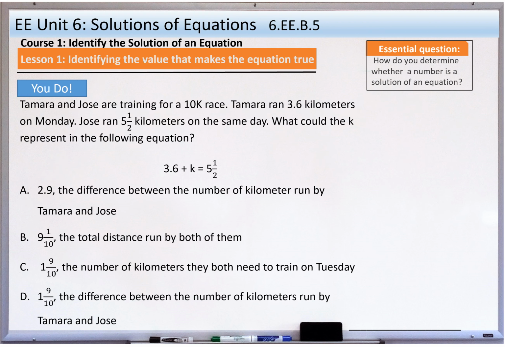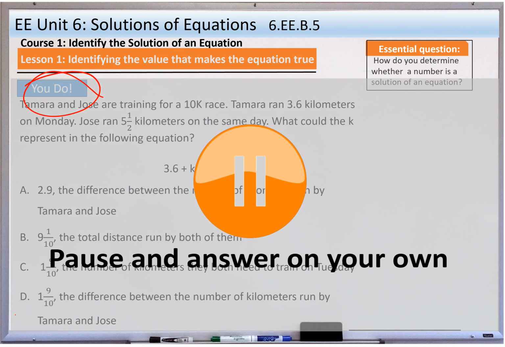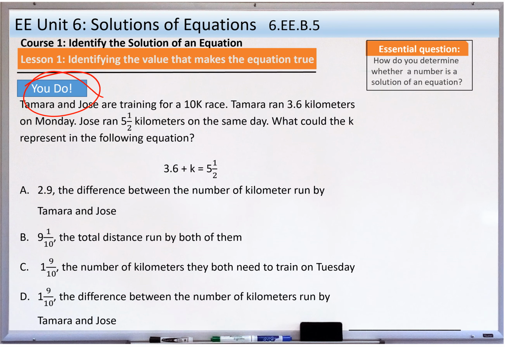All right, you do again. Make sure you read this carefully. And when we come back after you pause the video, we'll go over the solution. All right, let's see what we got here. So we're going to read the problem. Tamara and Jose are training for a 10K race. Tamara ran 3 6/10 kilometers on Monday.